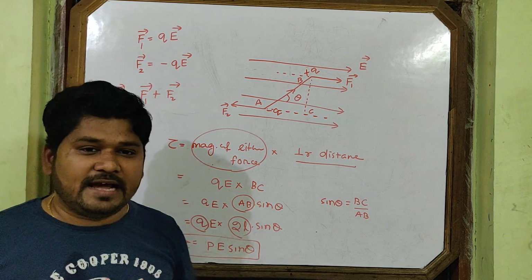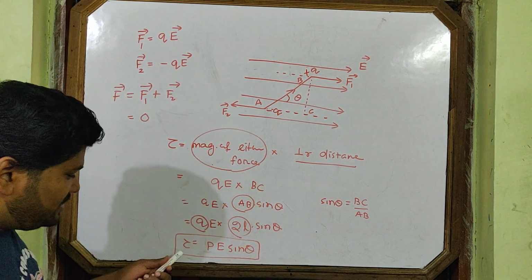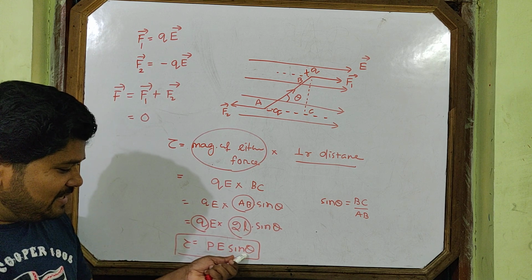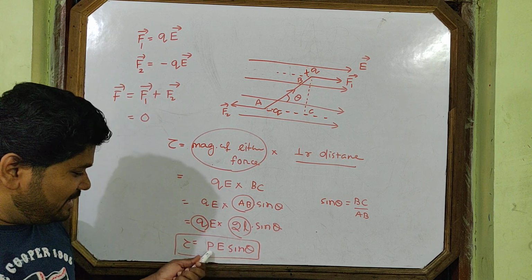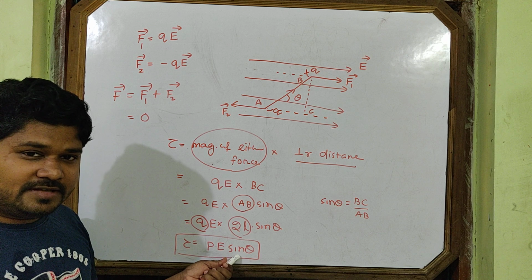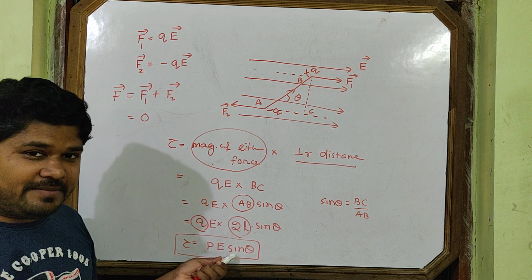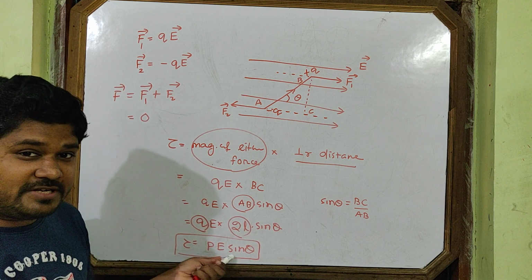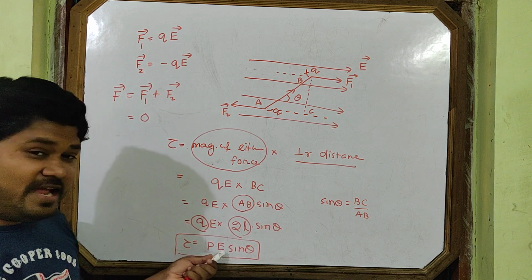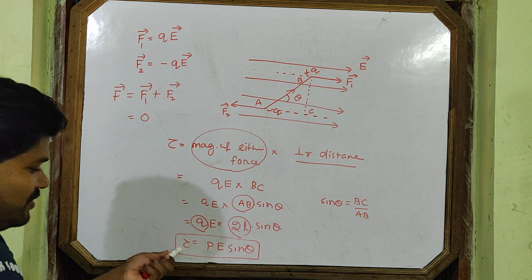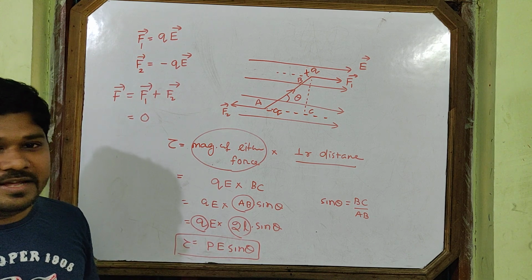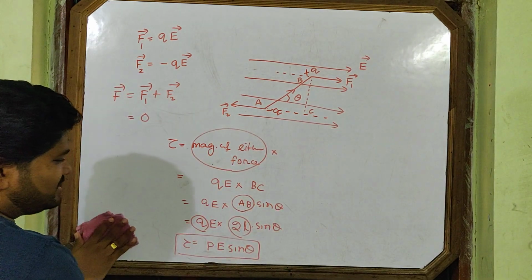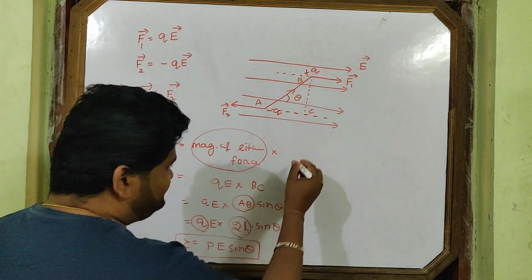P E sin theta. But dipole moment is a vector quantity, electric field is a vector quantity, and sin theta is here. You are reminded of the formula from 11th class: which product has sin theta? Obviously the cross product. So tau is also which quantity? A vector quantity. Now let us write its vector form.